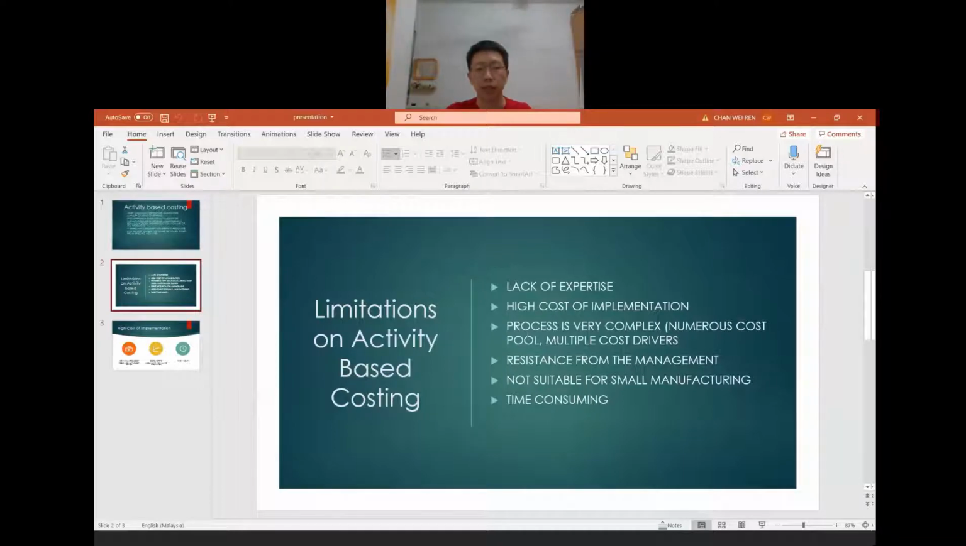The first limitation is lack of expertise. The second one is that activity-based costing requires a high cost of implementation. Moreover, the process is very complex as it involves numerous cost pools and multiple cost drivers. It also faces resistance from the management and is not suitable for small manufacturing companies. Lastly, activity-based costing is time-consuming.